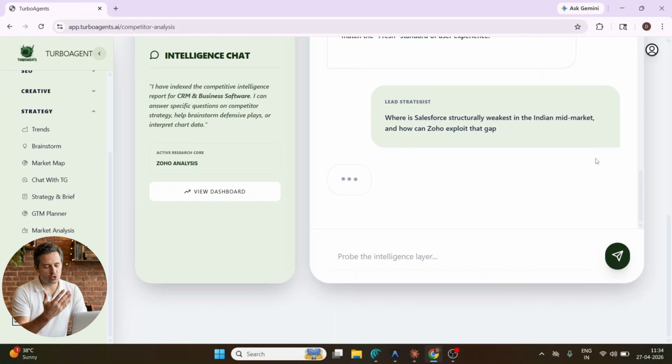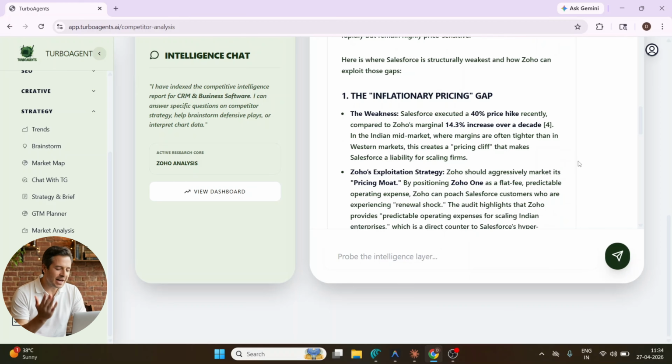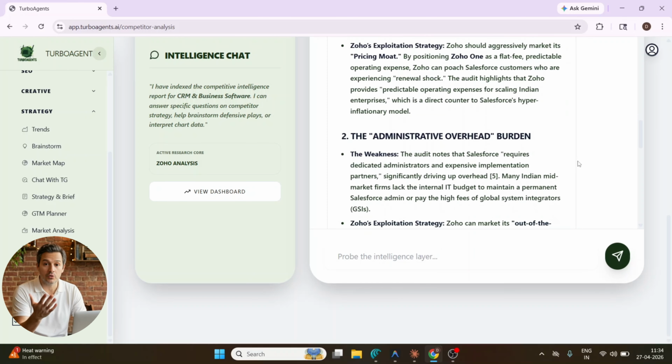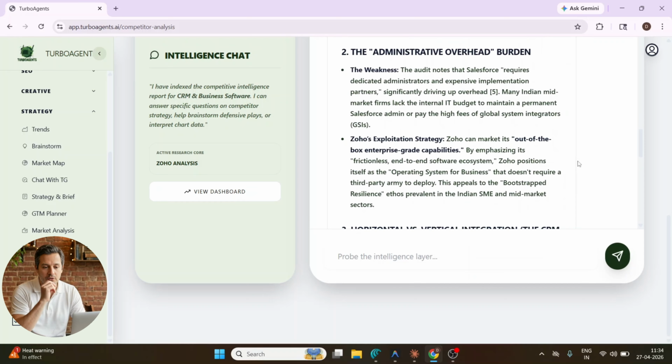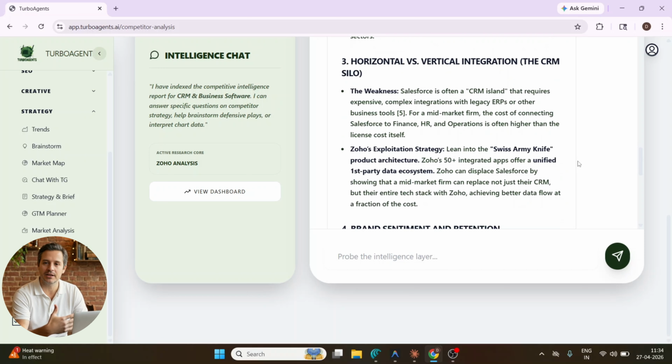Where is Salesforce structurally weakest in the Indian mid-market? The analyst identified 3 exploitable gaps. The pricing cliff. Salesforce's 40% hike versus Zoho's decade of stability creates renewal shock in mid-market accounts. The administrative overhead burden. Mid-market Indian firms often can't sustain a full-time Salesforce administrator or pay for global system integrators. And the CRM silo problem, the cost of connecting Salesforce to finance, HR, and operations often exceeds the license cost itself.